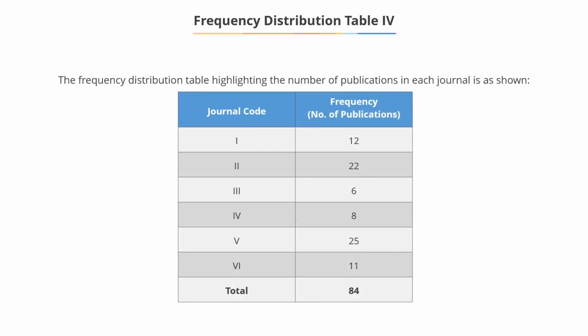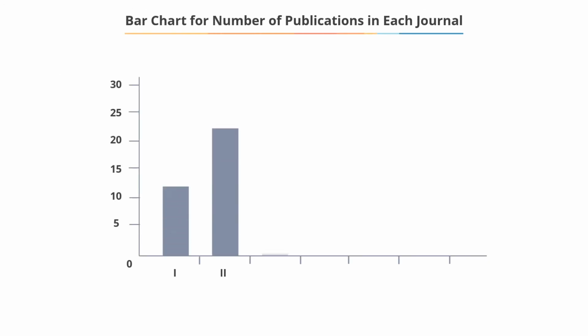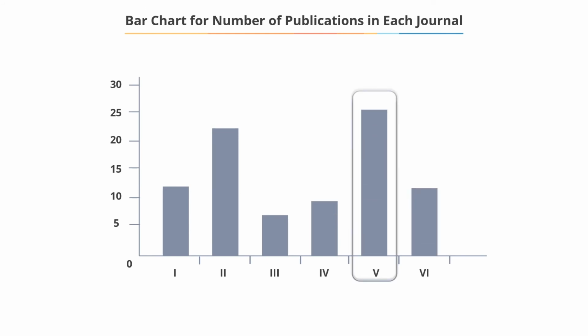Let us now examine the fourth and the last frequency distribution table. This frequency distribution highlights the number of publications in each journal. The bar chart clearly shows that Journal 5 has the highest number of publications.